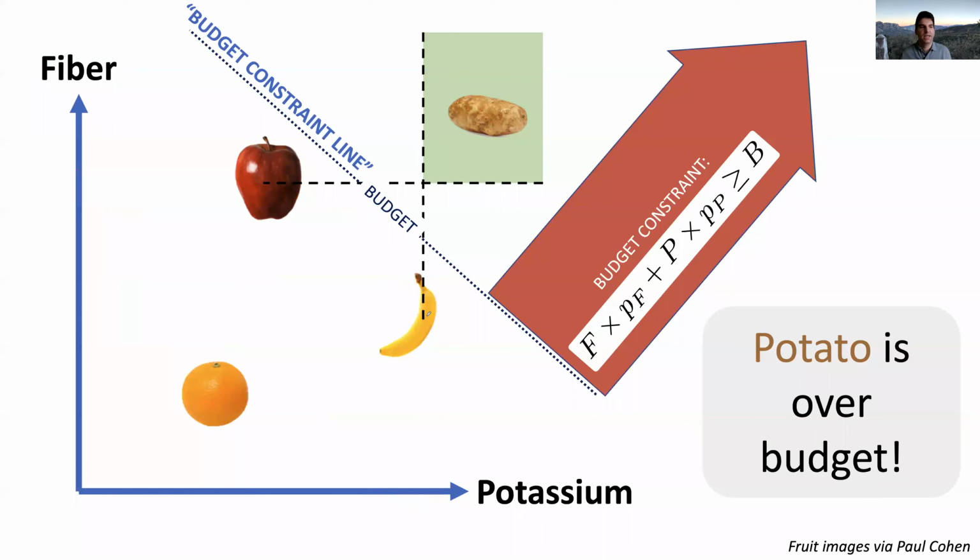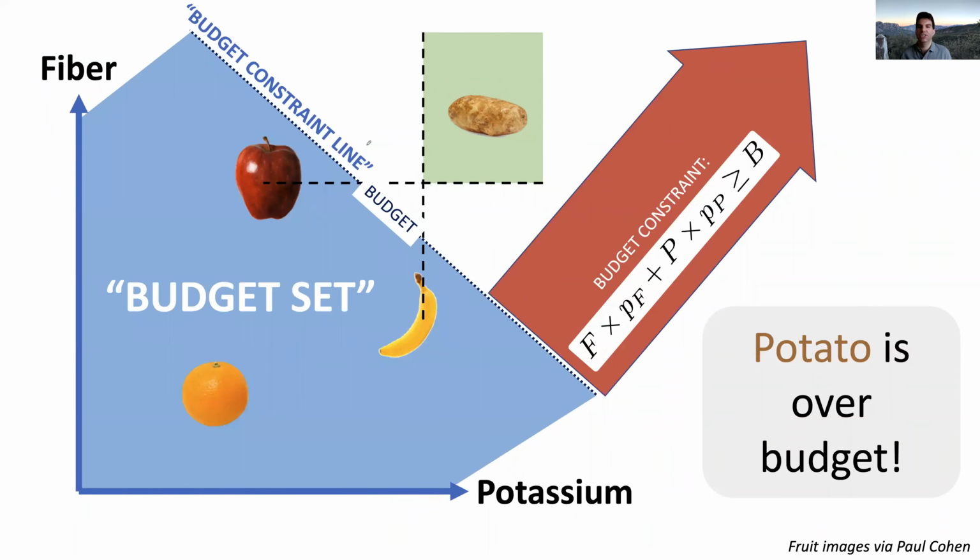Okay, so we refer to this as a budget constraint line, and we refer to everything underneath it as a budget set. We can only choose things within our budget set. So we would like to choose Pareto optimal choices from within the set of choices in the budget set, which gets us back to choosing just between the banana and the apple.